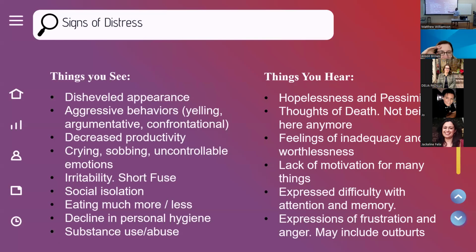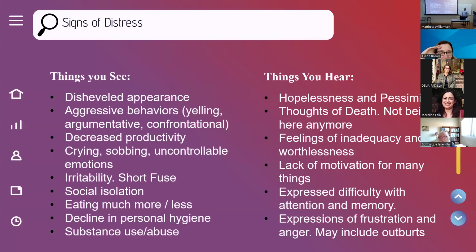Another one, a decline in personal hygiene. Again, as we mentioned, we do have a housing insecure population. Again, not necessarily indicative of something, but that could be indicative of something bigger. Sometimes one of the signs of mental health is when someone stops taking care of themselves. So just something to be aware of.